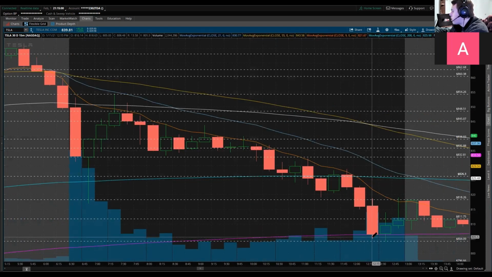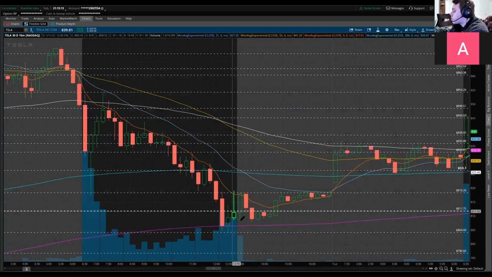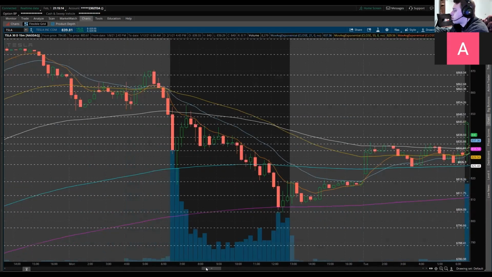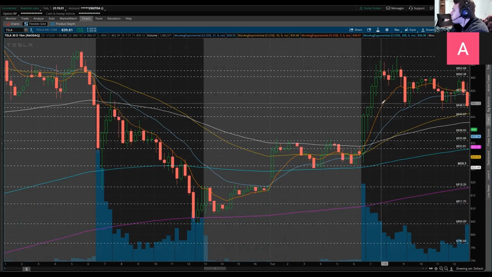It wicked down, and it actually bounced off this price level. See? It tapped that price level, bounced right up, and then bounced off of this 300 moving average. So both of those signals gave me enough confirmation that I needed to take a Tesla swing, and I did, and it ended up being profitable.